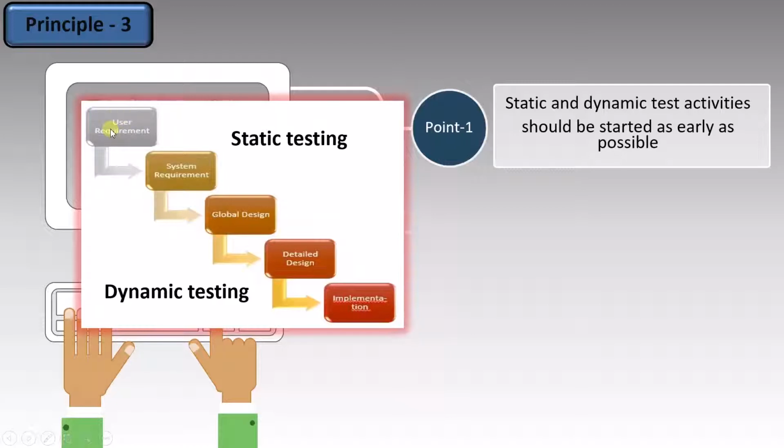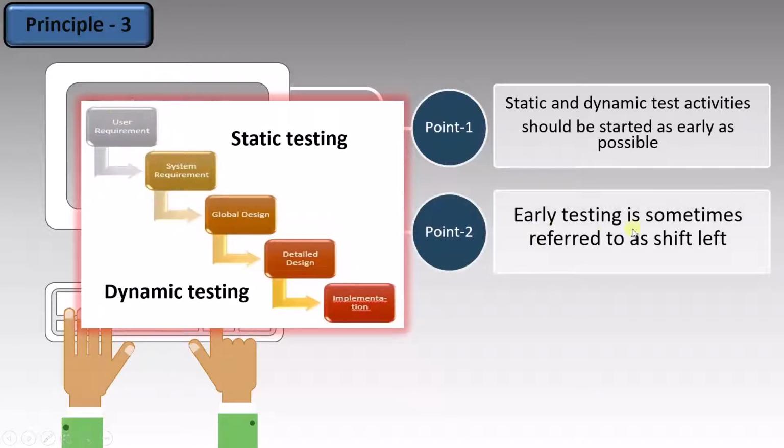Now, let's look at the second point. Early testing is sometimes referred to as shift left. Why is that? Look here, as I'm talking about early testing, I'm shifting to the left of the diagram. The very first stage of testing is at the leftmost corner of the software development lifecycle. So, early testing is sometimes called shift left.